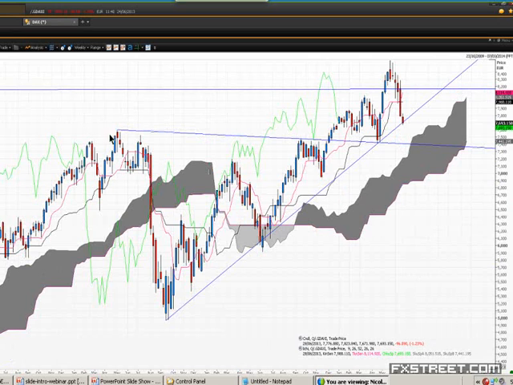From a Western perspective, we've got more support from that horizontal line. I've joined the high of the second quarter of 2011 through to the third quarter of 2012. That might provide a bit of support, and certainly that weekly cloud ought to provide some support. So that's your DAX index. I hope it was worth looking at, and I hope you're all happy.